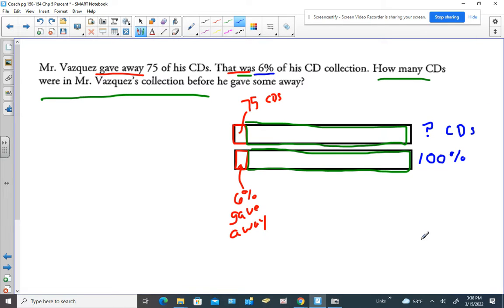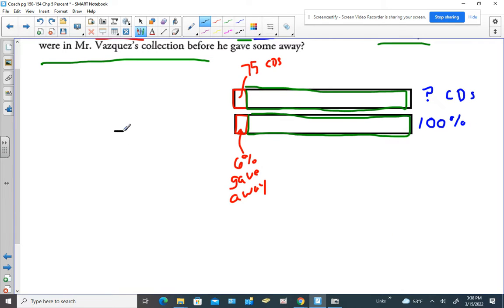So now we have this set up. It might help us to create a proportion. So to create the proportion, we'll use a fraction bar, equal sign, and another fraction bar. We'll label it as parts and wholes. And first, let's deal with the percent. So we have the 6%. That would mean 6 out of 100. Let's write it here, 6 out of 100.